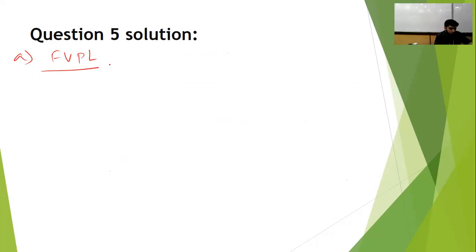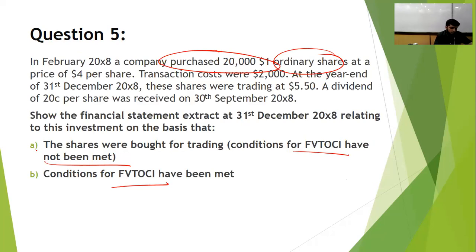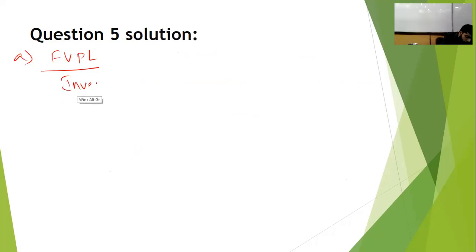Fair value through P&L. So how are we going to recognize this one? If we have bought the shares for trading purposes, it means any transaction cost will not be capitalized. So let's have a look. What was the amount of investment? 20,000 shares were bought for $4 each. This means that $80,000 would be the amount of investment.